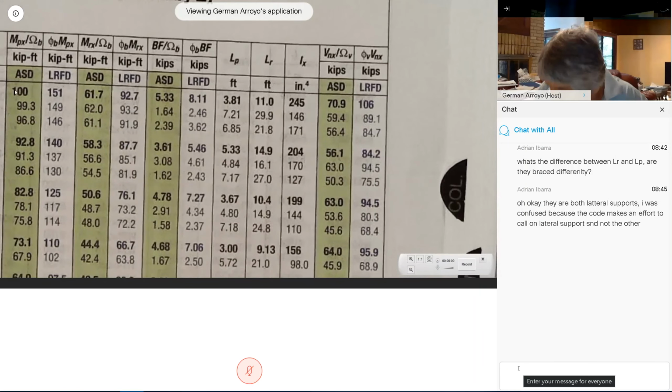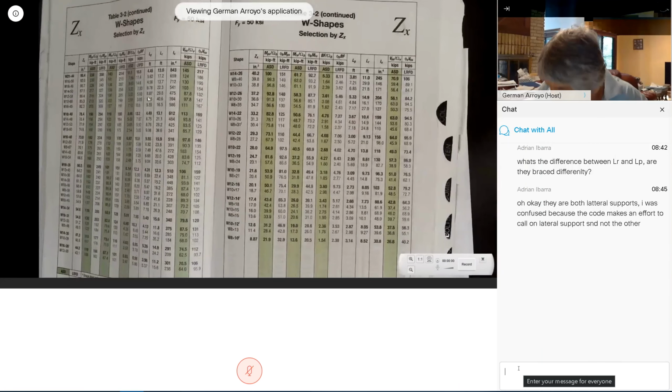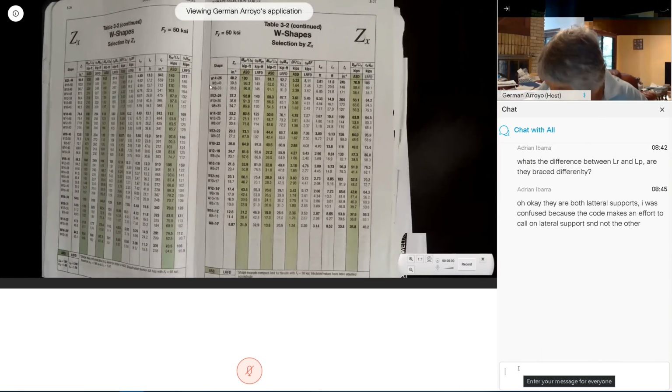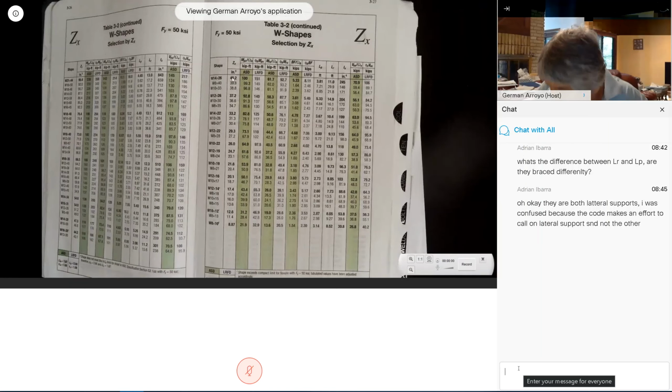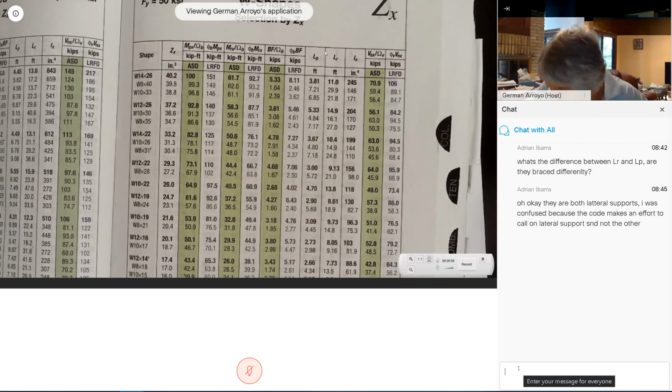So whenever we have a problem, we're going to get the information from here, especially L sub P and L sub R, Zx. If and only if this is not a standard section, we have to compute the value of Zx like I did yesterday. You have to compute the value of L sub P and L sub R by using the equations in chapter F. But this is why you're going to know which equation controls your design based on this comparison.